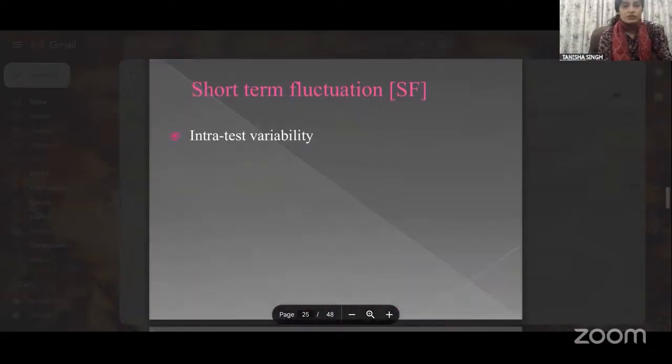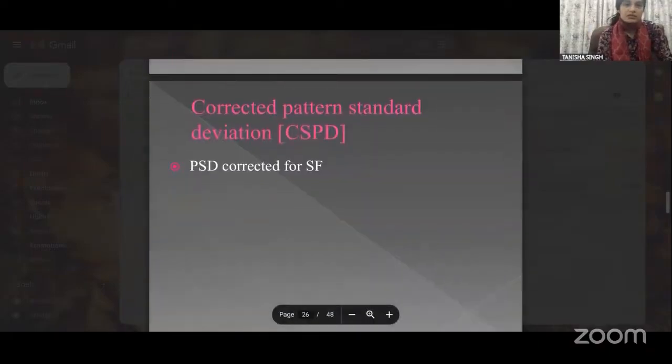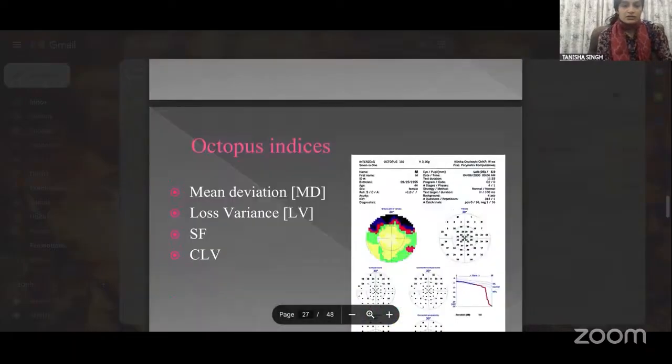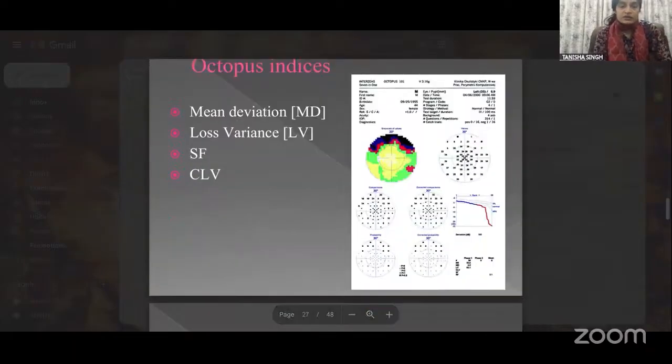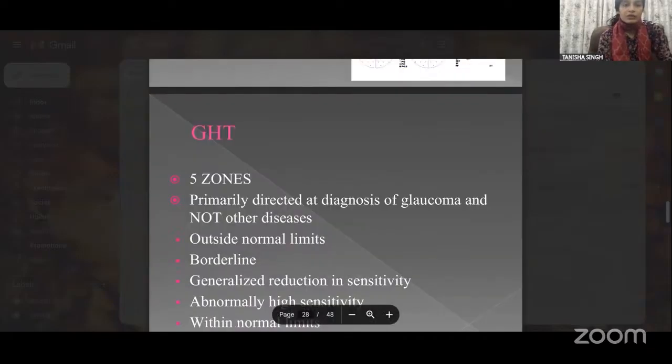Short-term fluctuations are the intra-test variabilities, and the corrected pattern standard deviation is the PSD corrected for short-term fluctuations. So in Octopus also, we have certain indices like the mean deviation, loss variance, short-term fluctuation, and the corrected loss variance, which are similar and comparable to the Humphrey.